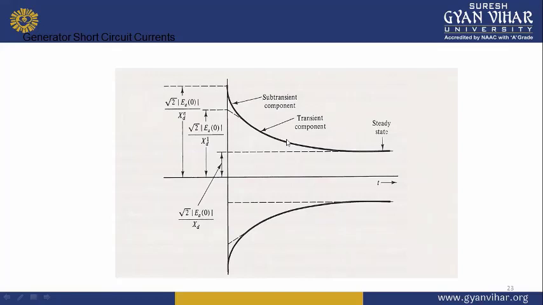So this is what we were discussing about the short circuit currents when the synchronous machine undergoes a three-phase balanced fault when it is unloaded, when the machine is not loaded.